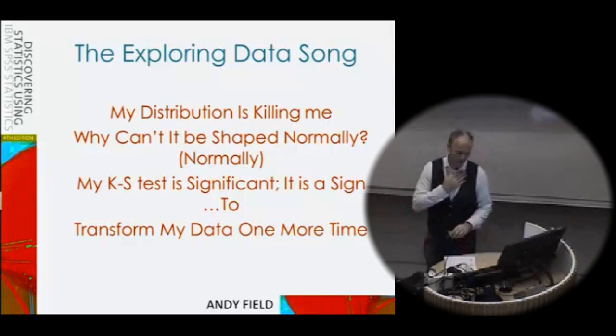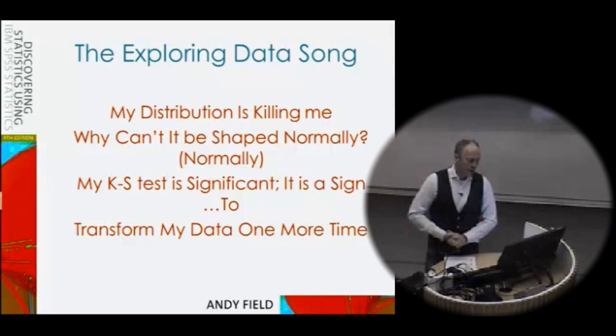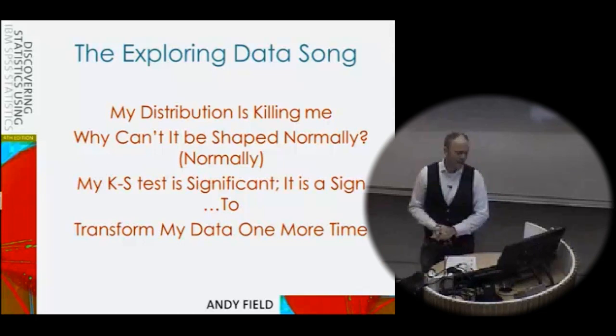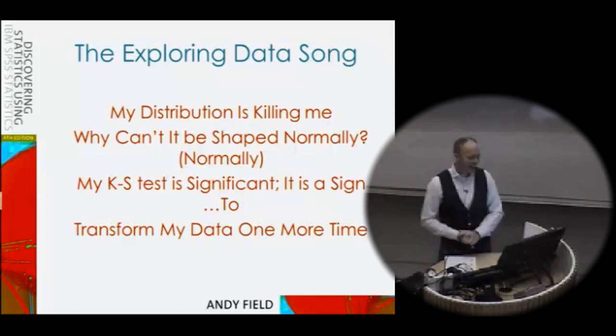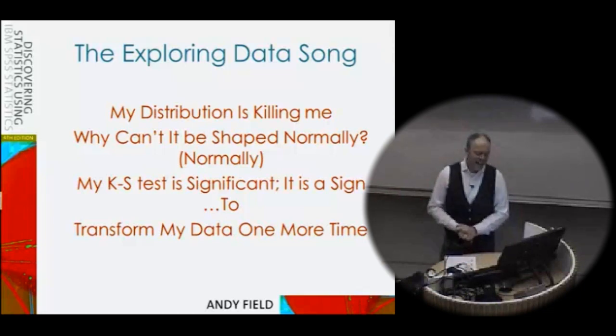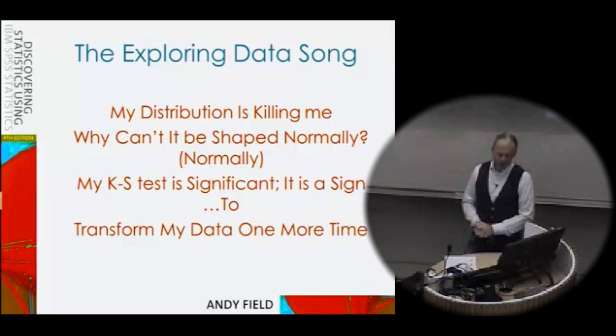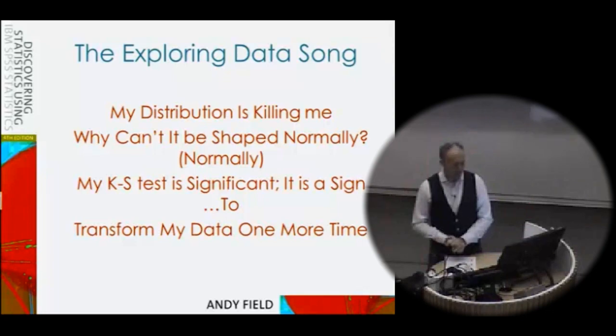My distribution is killing me. Why can't it be shaped normally? Normally! My KS test is significant. It is a sign to transform my data one more time.